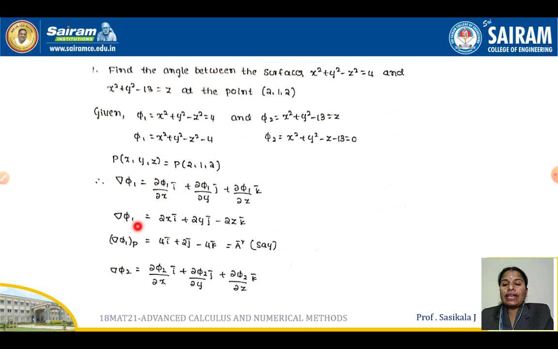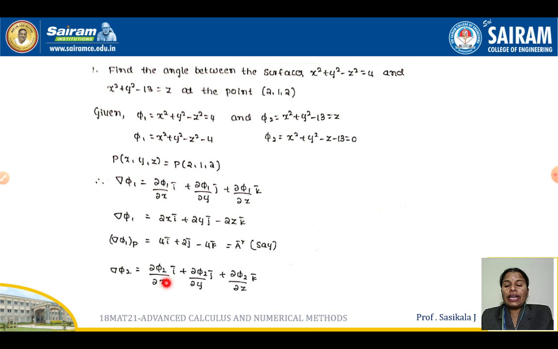So what is del phi 1? With respect to x, for the phi 1 function I'll get 2x. With respect to y I'll get 2y. With respect to z I'll get minus 2z. Minus 4 will never come because it's a constant, and the differentiation of a constant with respect to any variable is 0. Next, in del phi 1 replace the point 2, 1, 2. We get 4i vector plus 2j vector minus 4k vector, which is the a vector.